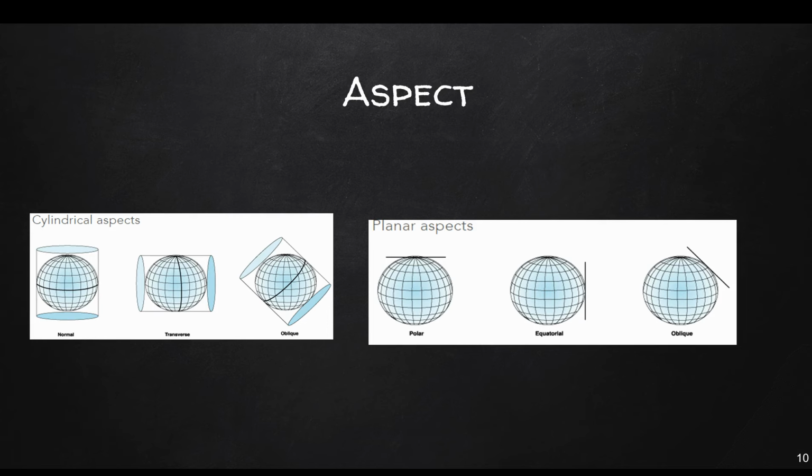In planar aspect, a plane is placed over the globe. The plane can touch the globe at either the pole, polar case, or the equator, which is called an equatorial case, or another line called an oblique case. For a conic projection, the cone is usually placed at either the north or south pole, but could be placed anywhere on the globe.